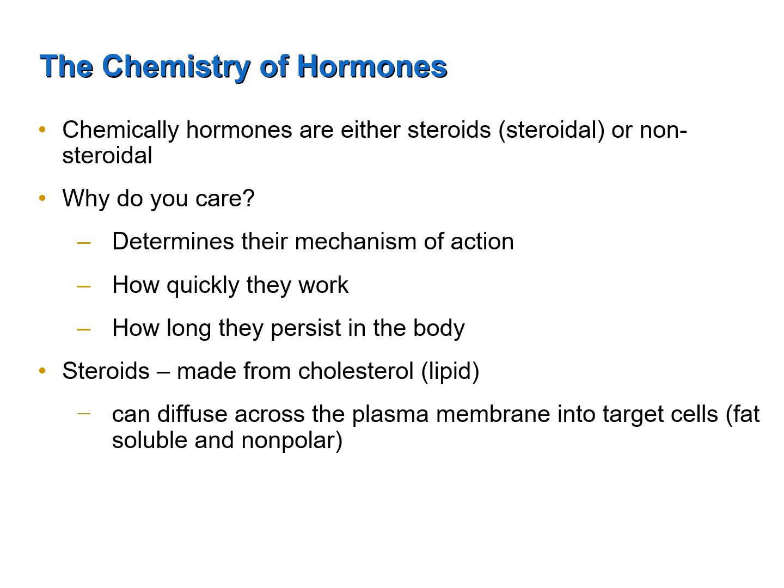Let's talk first about steroids. If you recall, a steroid is made from cholesterol. It is a lipid. Because it's lipid soluble, it can diffuse across the plasma membrane into the target cell. Again, substances that are fat soluble and nonpolar can diffuse right across the plasma membrane. And that's going to impact how steroid hormones affect their target cells, or I should say how they are able to impact their target cells.